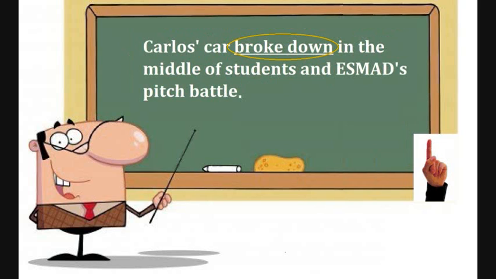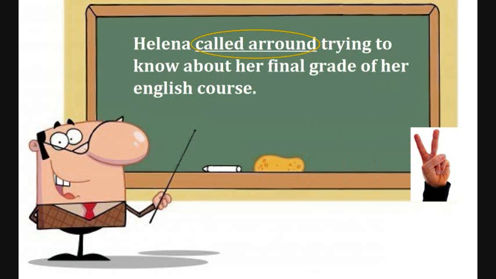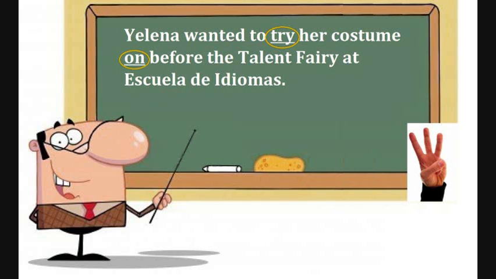In the first example, we can detect break down is a phrasal verb. It means that the car stopped working. Also, this phrasal verb can be changed by a simple verb, stop or work. In the second sentence, call around is a phrasal verb. It means phone many different people or places. In the third one, we have try something on, which means to put something on to see if it fits.